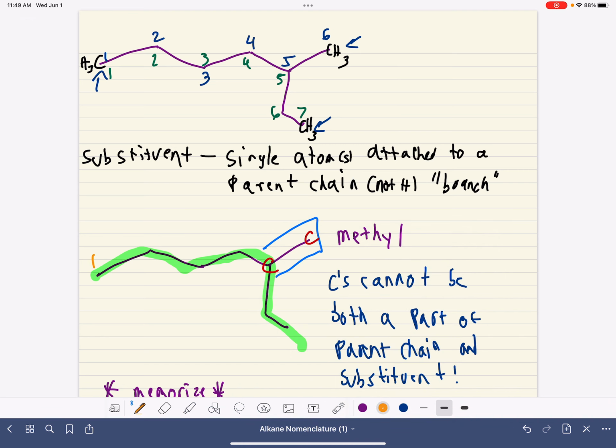I could start at the left, 1, 2, 3, 4, 5, 6, 7. That would put the substituent at position 5. But what if I number the other way, and I number this 1, 2, 3, 4, 5, 6, 7? What's the difference? Well, it's still a 7-carbon chain. I've numbered it the same. But now the substituent in this order is at position 3 versus left to right, it was at position 5. So this is what I mean by numbering it so the substituent has the lowest number. We would want to number it this way because the substituent would have a lower number.